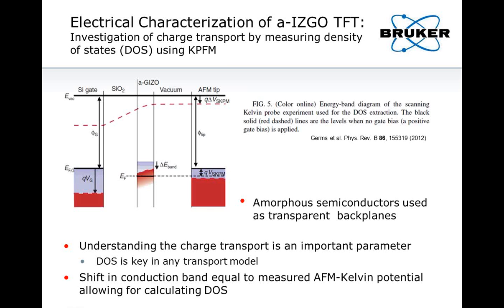And of course, because source and drain are fixed at 0 volt, the Fermi level cannot move. So what has to happen is that the conduction band has to shift to lower energy. And of course, that shift is directly accessible with the Kelvin probe microscopy, and then consequently allows us to calculate the DOS and then come up with a transport mechanism.